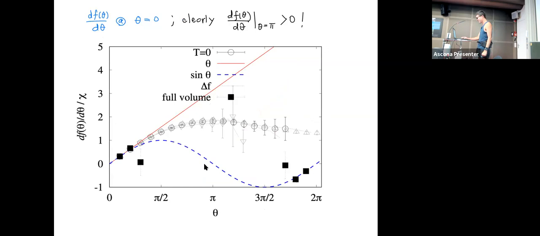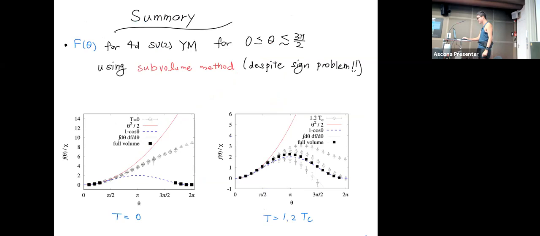To me, it's almost like a proof. You can debate the subvolume method, et cetera, but if you accept that, it's almost a proof that CP is spontaneously broken for SU(2). So here's a summary.